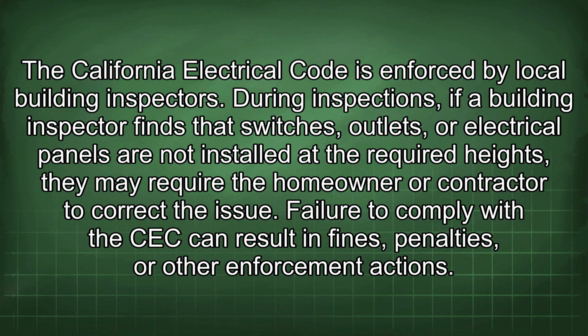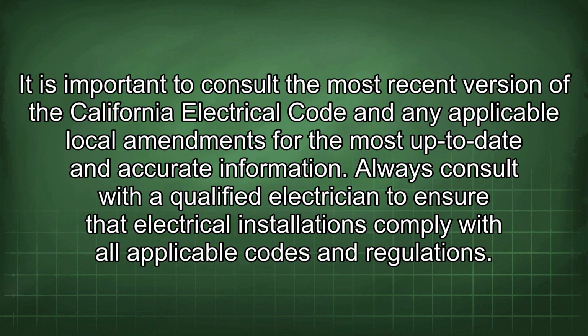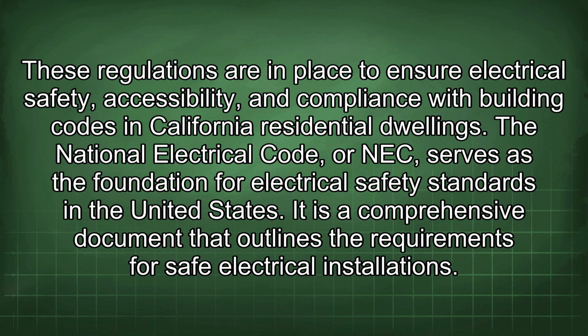The California Electrical Code is enforced by local building inspectors. During inspections, if a building inspector finds that switches, outlets, or electrical panels are not installed at the required heights, they may require the homeowner or contractor to correct the issue. Failure to comply with the CEC can result in fines, penalties, or other enforcement actions. It is important to consult the most recent version of the California Electrical Code and any applicable local amendments for the most up-to-date and accurate information. Always consult with a qualified electrician to ensure that electrical installations comply with all applicable codes and regulations. These regulations are in place to ensure electrical safety, accessibility, and compliance with building codes in California residential dwellings.